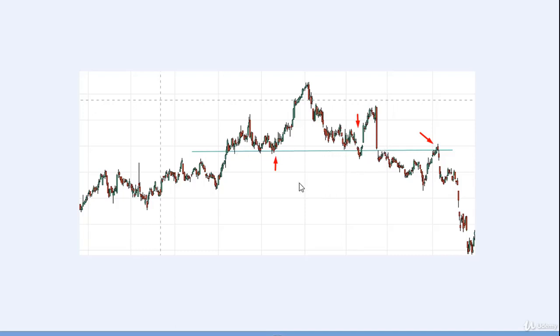Instead of being horizontal, the neckline might be sloping a little up or down. But if the neckline is upsloping, make sure that the lowest point of the right shoulder is lower than the top of the left shoulder. It means if this neckline is slightly sloping up in this way, then the support of this right shoulder should be lower than the top of this left shoulder.